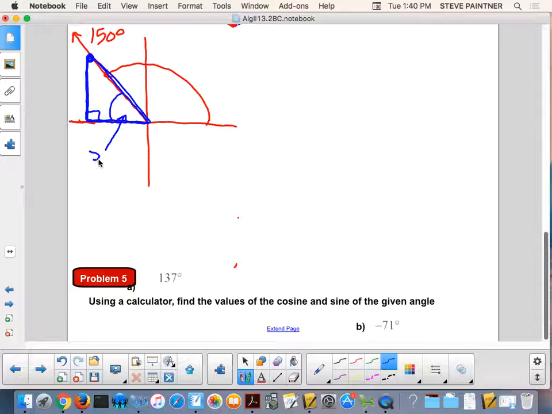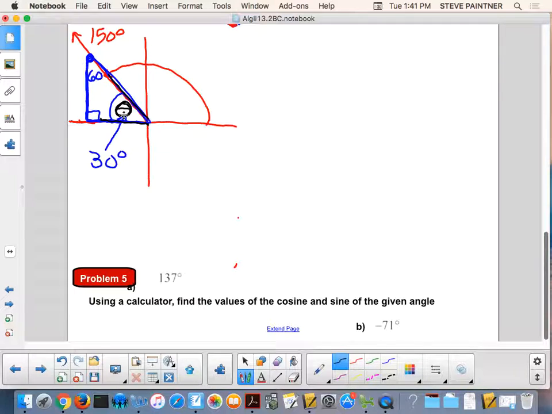30. Yeah, it's 30. You guys, 150 is 30 degrees short of 180. That's a 30. So what would this one be? 60. You know why I didn't put the 30 in there? Because that's theta. I didn't want to mess it up. Theta hides here between the terminal side and the x-axis. So that's theta. Now fill in your legs.